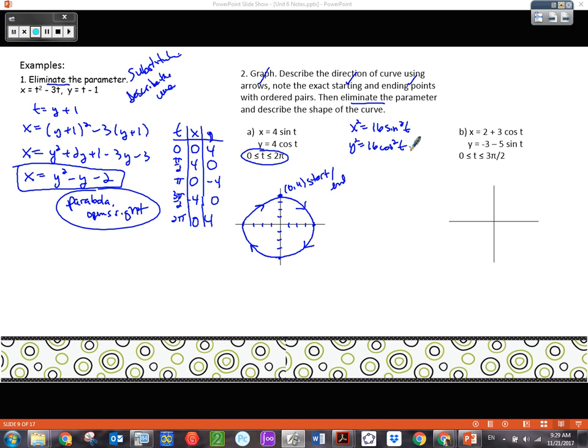Once we square both sides, we're going to add those two equations together. We can add any equations we want. We just need the equal signs to line up so that we're not traveling across equal signs. So this is going to be x squared plus y squared equals 16 sine squared plus 16 cosine squared.